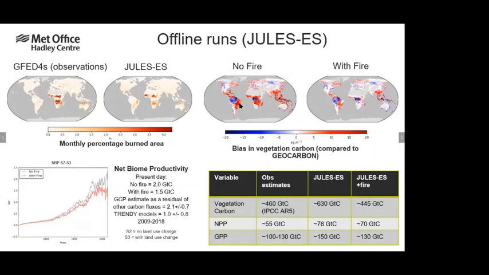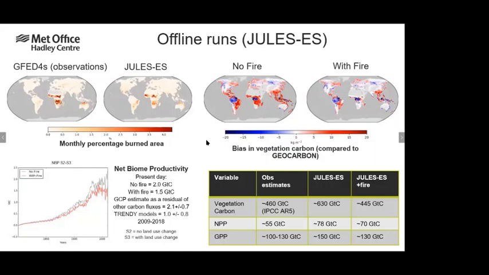We can see there are some significant areas of high bias, which relate to too much tropical tree cover over South America and Africa, for example. And when we add in fire, this reduces the bias over these areas. So there's a big improvement in that.